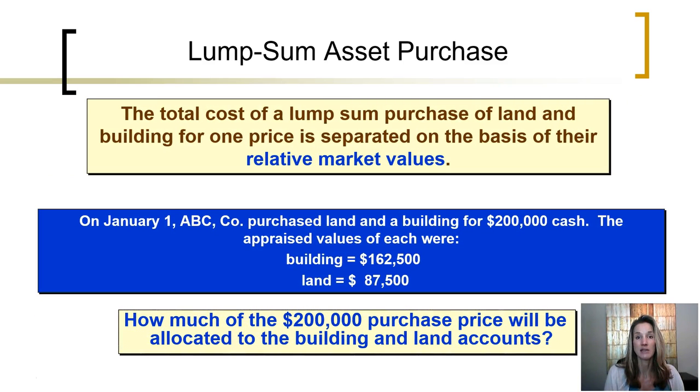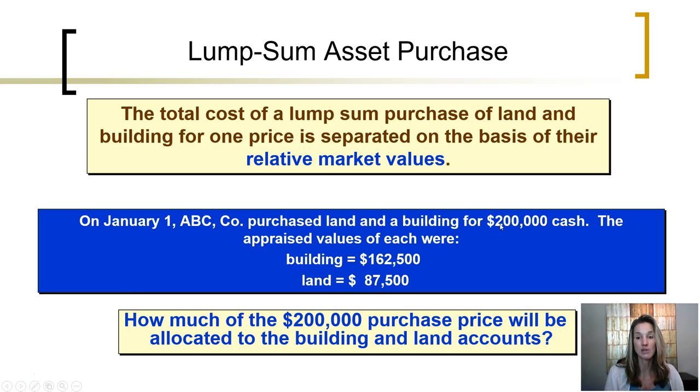If an asset is purchased as part of a lump sum purchase, in other words, purchase of more than one asset for one price, the total cost of a lump sum purchase of land and building, for example, is separated on the basis of the relative market values. So for this example, on January 1st, ABC purchases land and a building for $200,000 in cash. The appraised values of each were, the building was valued at $162,500 and land was valued at $87,500.